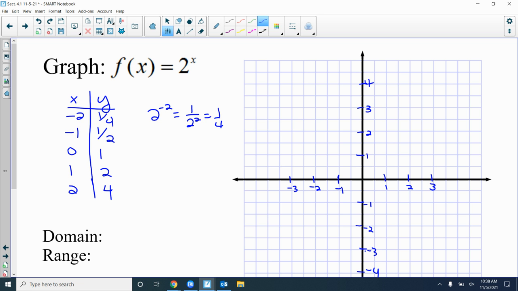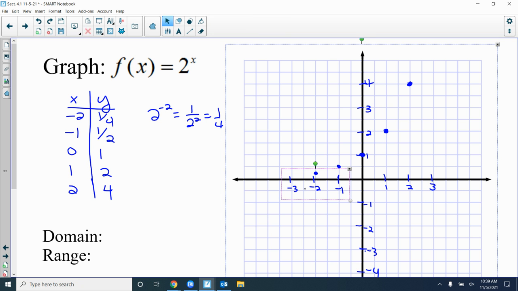-2, 1/4. -1, 1/2. 0, 1. 1, 2. 2, 4. All right, is it linear? No, it's not linear. What happens as we get further to the left? As I plug in -3, as I plug in -4, as I plug in -5? It approaches 0.